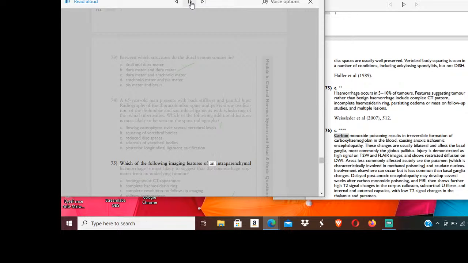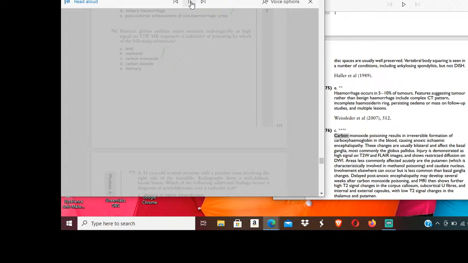75, which of the following imaging features of an intraparenchymal hemorrhage is most likely to suggest that the hemorrhage originates from an underlying tumor? A. Homogeneous CT appearance. B. Complete hemosiderin ring. C. Complete resolution on follow-up imaging. D. Solitary hemorrhage. E. Post-contrast enhancement of non-hemorrhagic areas.